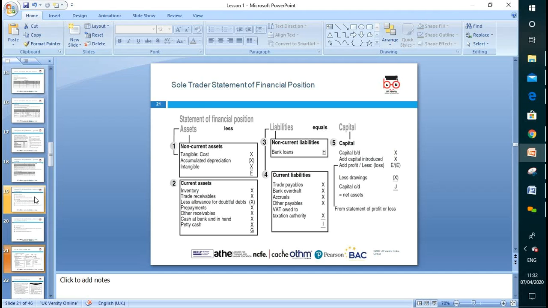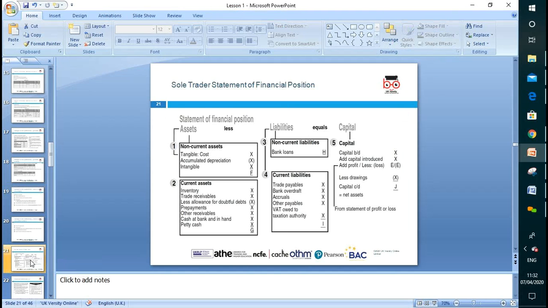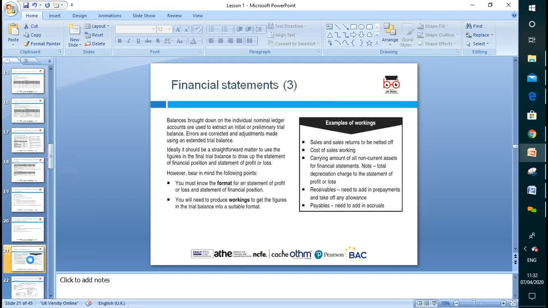So for a sole trader, we can prepare the statement in different layouts, like I mentioned earlier as well. Any questions? Okay, next, financial statements.